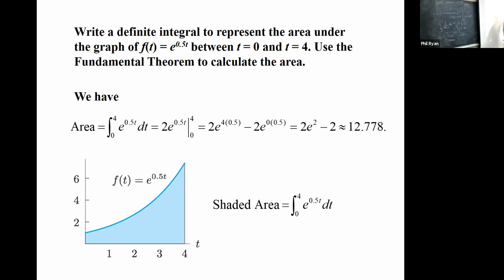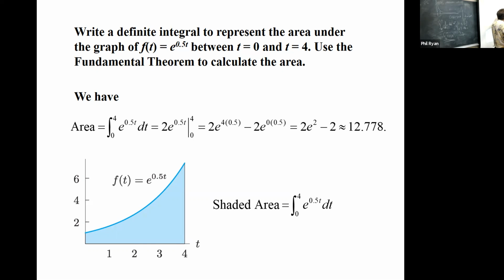0 and 4 give us the bounds. e to the 0.5t gives us the function we have to integrate. That gives us there. So once we have that, then we know to use the fundamental theorem of calculus, right?